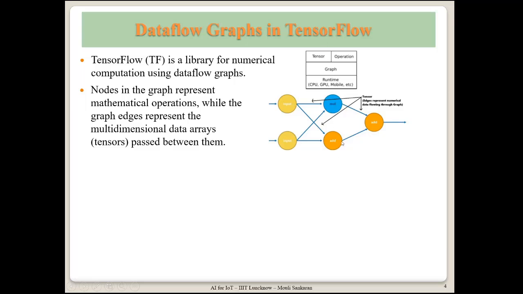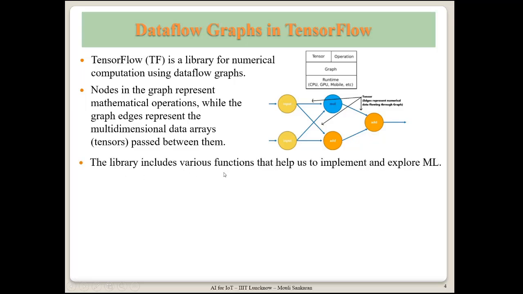Now TensorFlow is giving us a mechanism, a way to pass data from one node to the other. That is the purpose of this whole library. The library includes various functions that help us implement and explore machine learning algorithms. Not only implement, we also try to learn more from it and build more and more advanced neural networks using TensorFlow. So it is used not only for development, it is also used for research. Both of them use it.